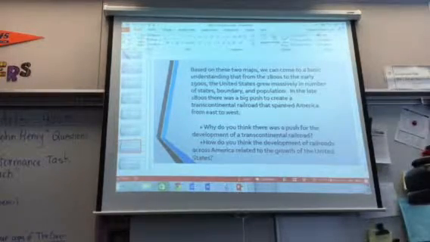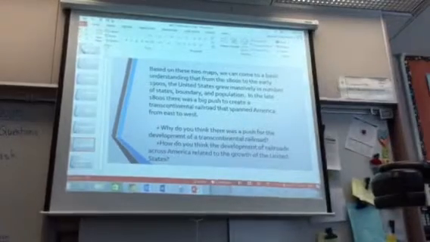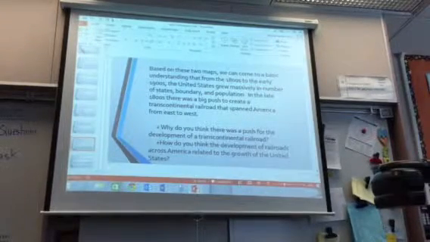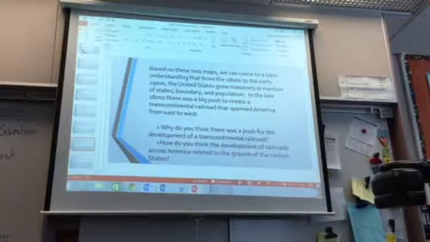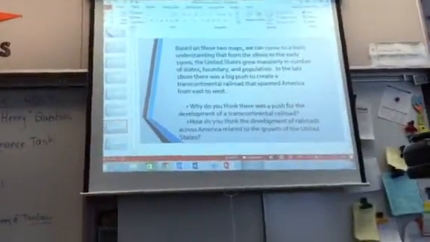So, why do you think there was a push for development of this railroad, and how do you think the development of the railroads across America related to the growth of the U.S.? Does all that seem straightforward to you guys right now? This led to that? Okay, at your table, share your answers.